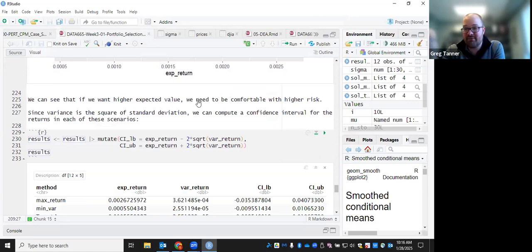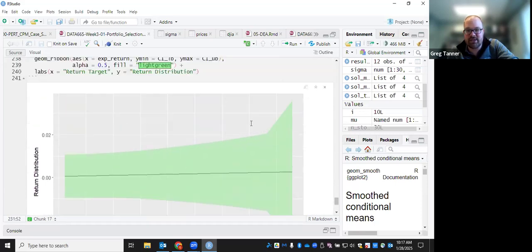Because we have both expected value and variance, and variance is the square of standard deviation, we can square root that variance and get a standard deviation, and then we can build a confidence interval. If you've had a little bit of stats, we can think of plus or minus 2 standard deviations as giving us a 95% confidence interval where we'd expect our returns to be most of the time. So here I've just added on a lower bound and an upper bound for this confidence interval, where I'm subtracting 2 standard deviations and adding 2 standard deviations. I'll show you what that looks like here.